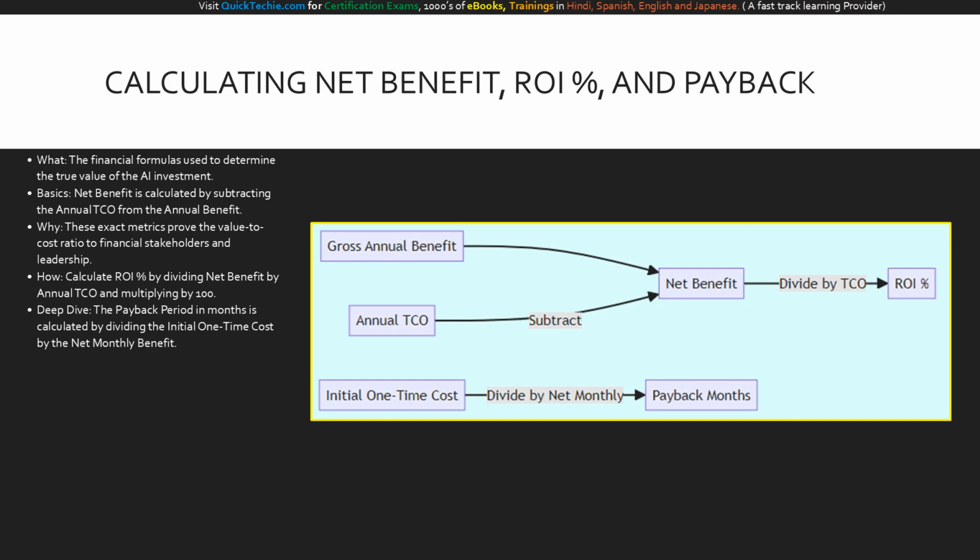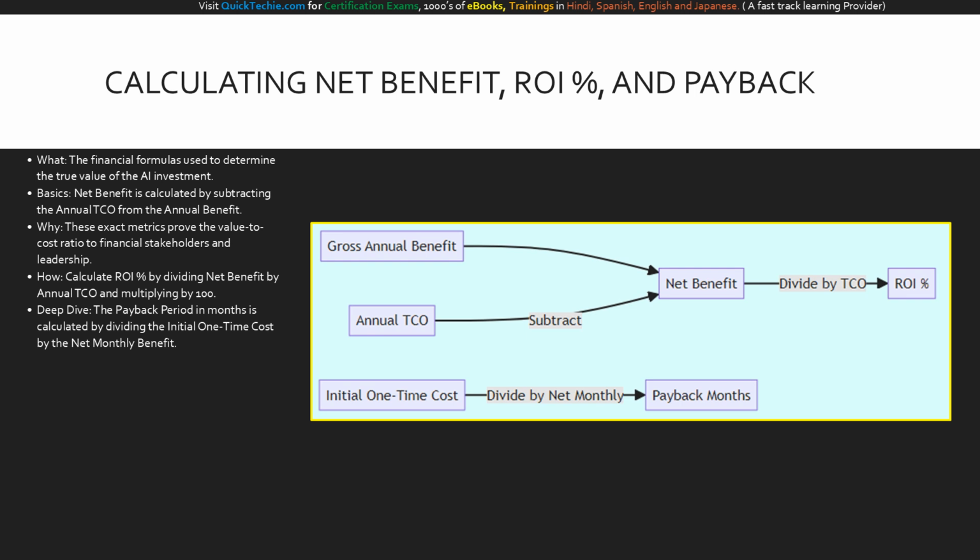Now we move to slide 5, calculating the financial metrics. What are we doing here? We are applying standard financial formulas to determine the true net value of the AI investment. The basics are straightforward. The net benefit is calculated simply by subtracting your annual TCO from your gross annual benefit. Why do we present the data this way? Because these are the exact metrics required to prove the value-to-cost ratio to your financial stakeholders and executive leadership.